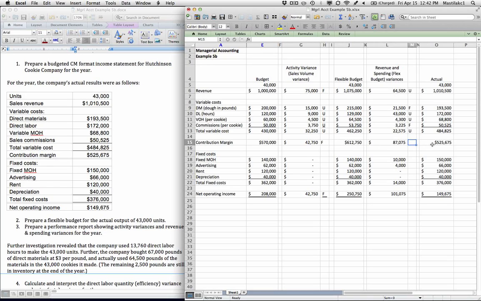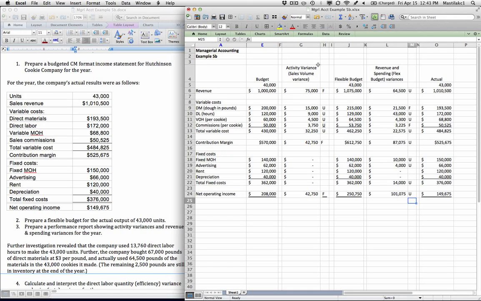Total contribution margin should have been $612 at 43,000 units. It was only $525 at 43,000 units. That's going to reduce net income. That's unfavorable. Two of our fixed costs are higher than they should have been. Those are unfavorable. Two of them are the same as they should have been, so those have no variance. And then finally, our total fixed cost is $14,000 higher. And down at the bottom, at the net operating income level, we have an unfavorable variance of $101,075.